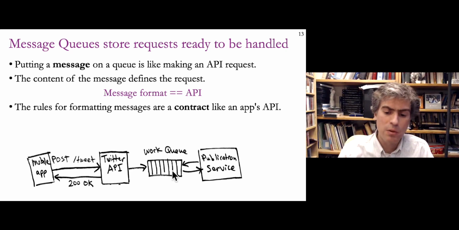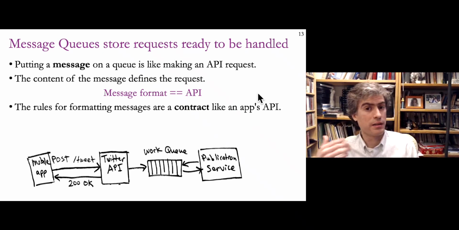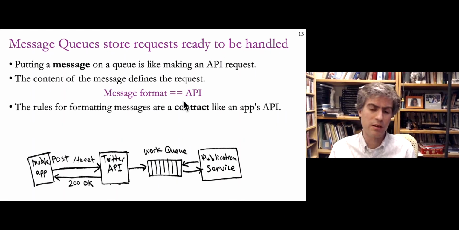If someone wants to use the publication service, they don't send a REST request to it. They just know what format of message is required by this publication service. They structure the request into that message, and they put it in the appropriate queue. So the formatting for the messages is a contract, just like the in-app's API is. It defines what is a valid request. In other words, a valid message is a valid request.